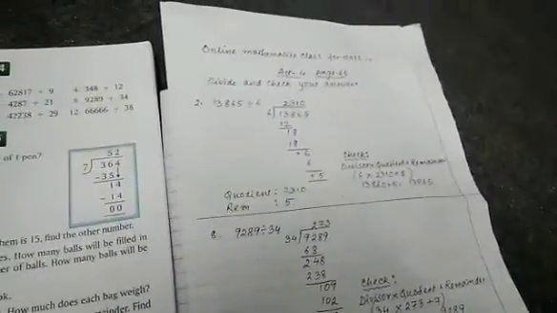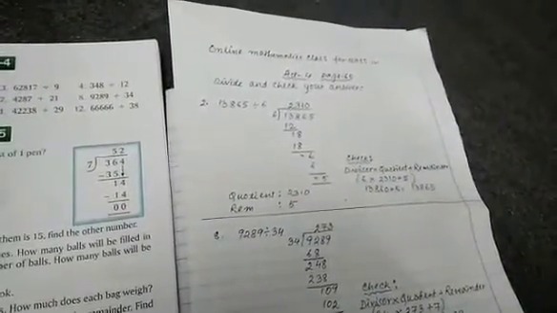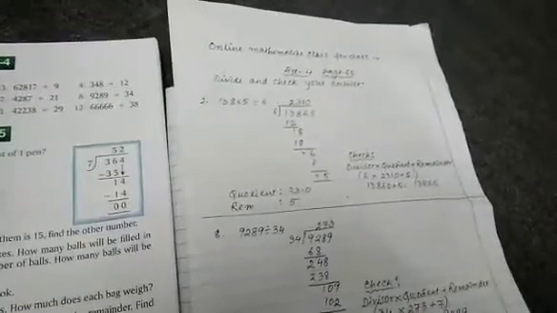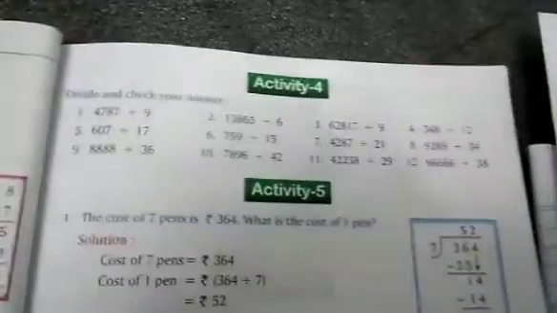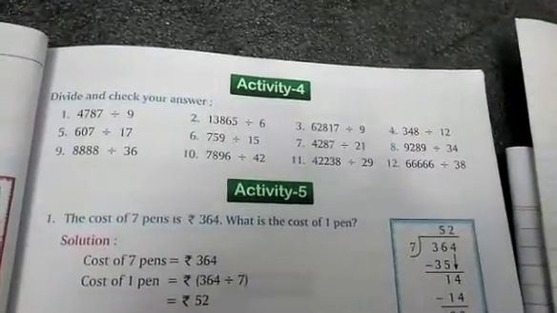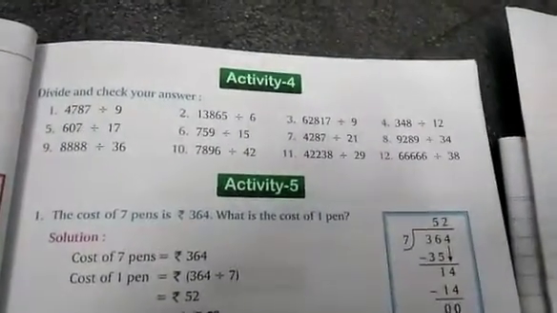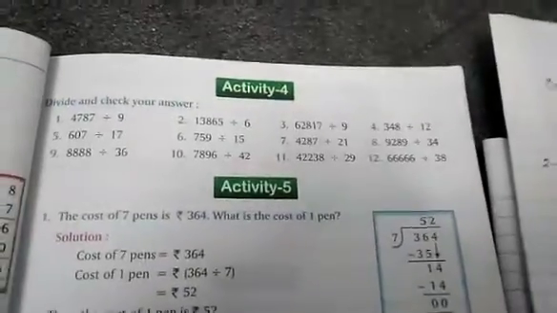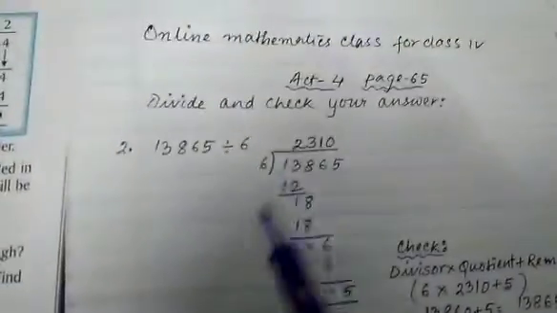Welcome everybody to the second part of the video, lesson 6, chapter divisions. Okay, now activity 4. In activity 4, you have to divide and check your answer. That means you have to first divide, then you have to check your answers. Now I will show you how to do this. Sum number 2.